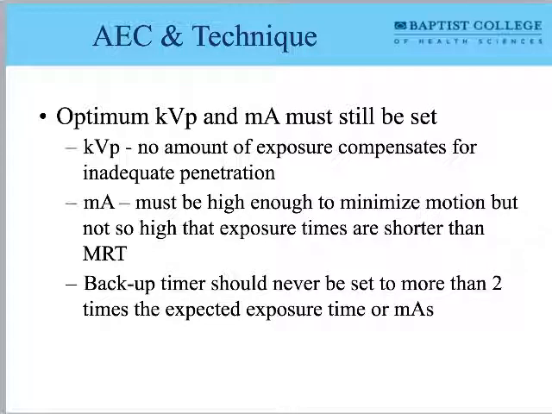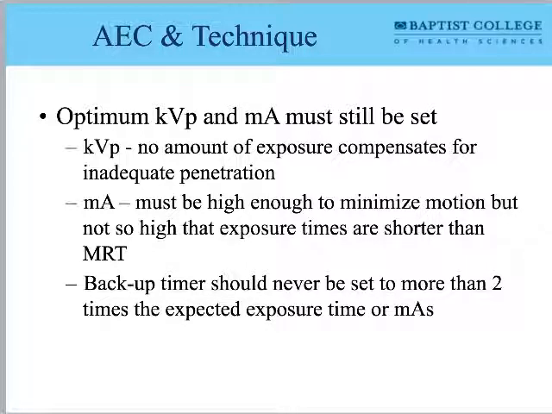All electronic devices have a minimum response time. It requires them a little bit of time to wake up before they initiate whatever they're doing. And that's true with the automatic exposure control system as well. It needs a little bit of wake-up time. It may be a fraction of a second, but it needs a little bit of wake-up time.